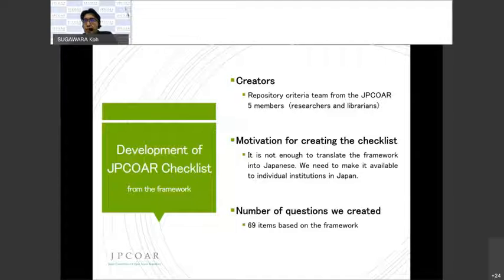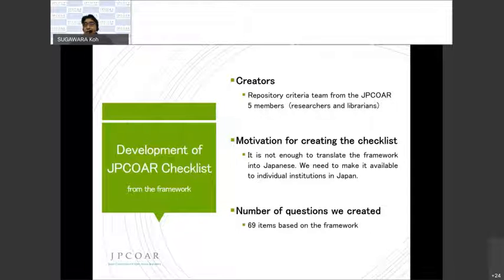Since the publication of this framework, we have translated it into Japanese. We didn't start with a specific team name, but now we call it the Repository Criteria Team from JPCOAR. The team is made up of 2 researchers and 3 librarians.